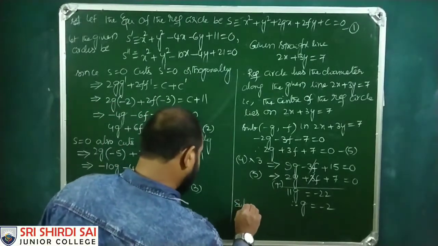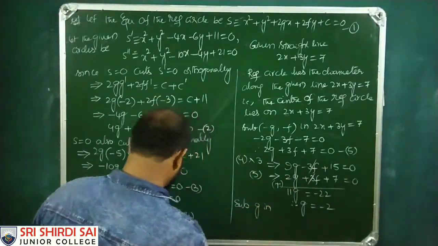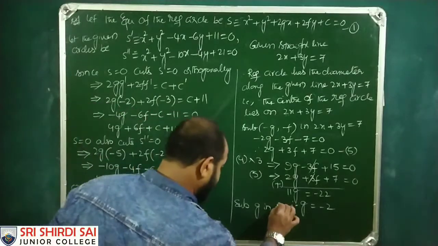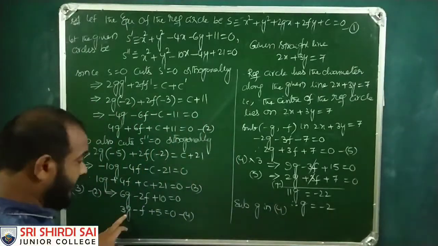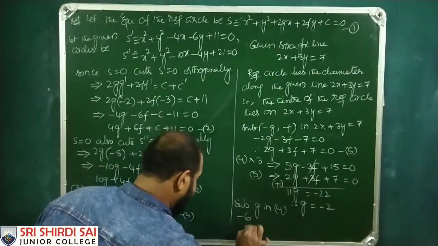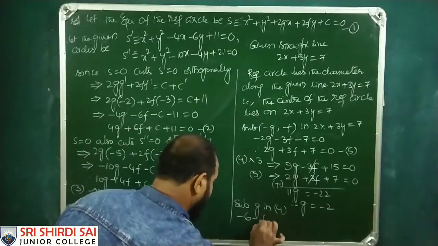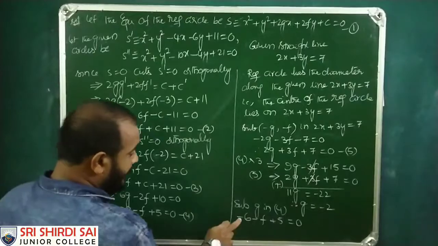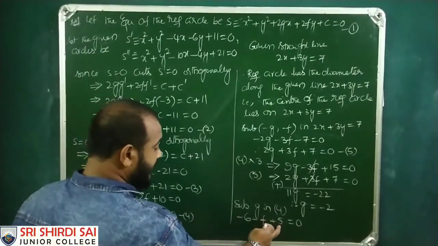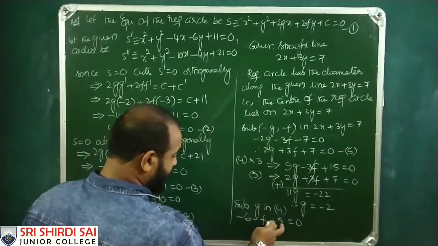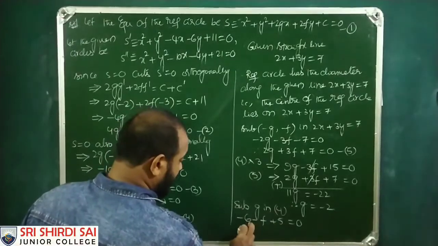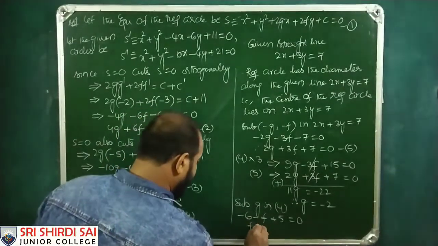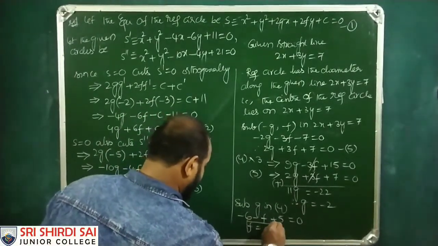Substituting G in the fourth equation, then 3 into minus 2 is minus 6, minus F plus 5 equals 0. That means minus 6 plus 5 is minus 1. So minus 1 minus F, so F equals minus 1.